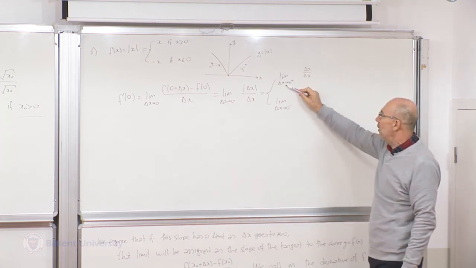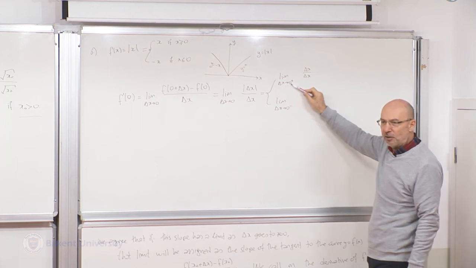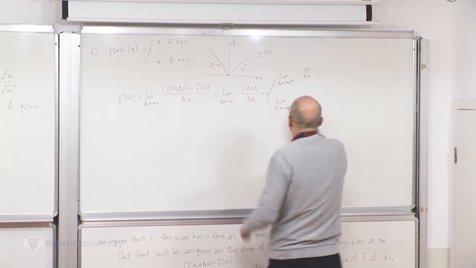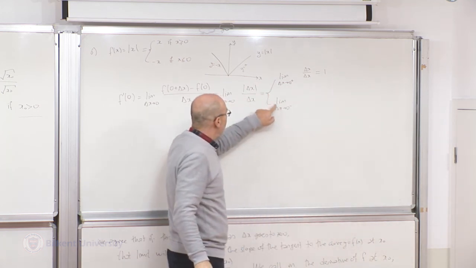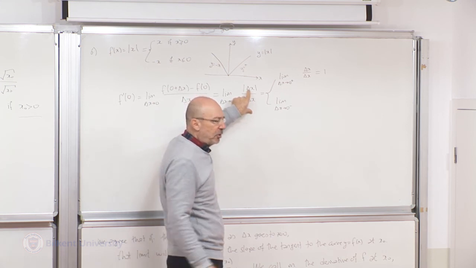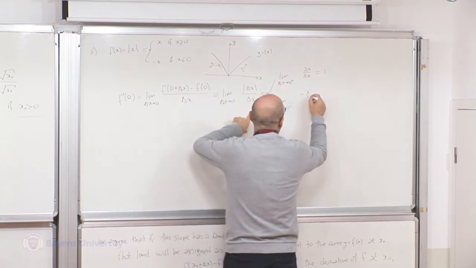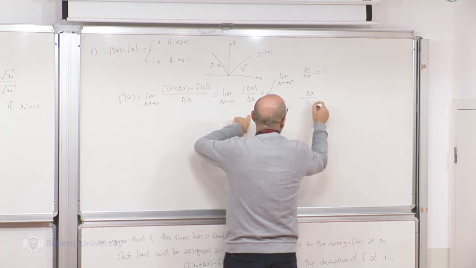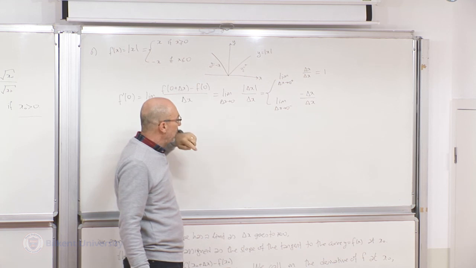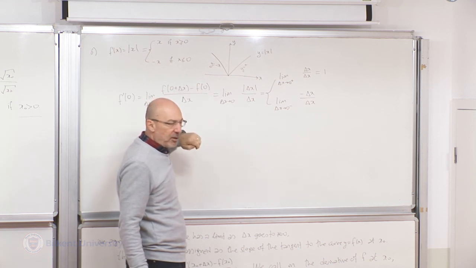Okay, we are taking delta x to 0, so delta x is different than 0. I cancel, I get 1. When delta x is negative, its absolute value is minus delta x, so that I get a positive number, minus delta x divided by delta x. Again, delta x is different than 0, so I divide and get a meaningful thing. I get minus 1.